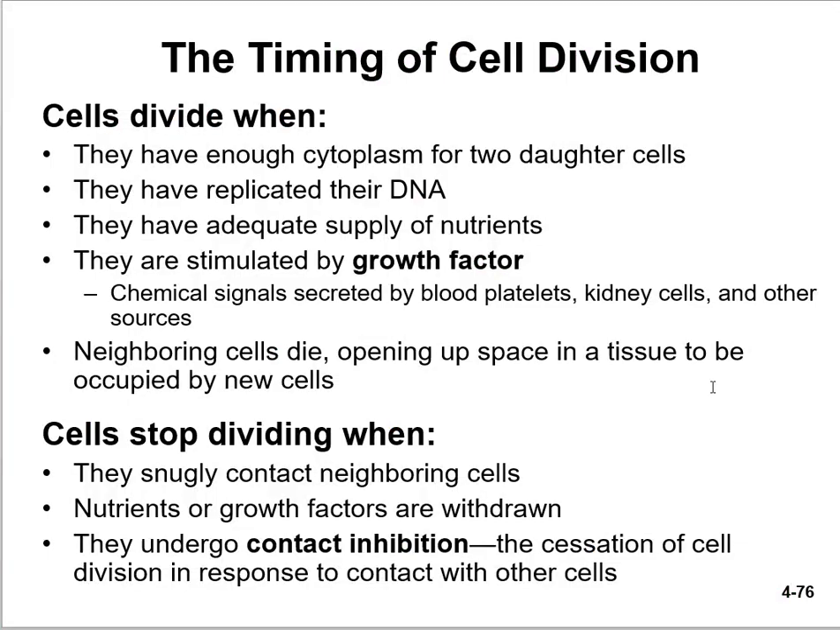Cells stop dividing when they are snugly in contact with neighboring cells, when they have enough nutrients, or when they don't have enough nutrients, or when growth factors are withdrawn, or when they undergo contact inhibition, the cessation of cell division in response to contact with other cells. Cancer cells will divide despite all of this.